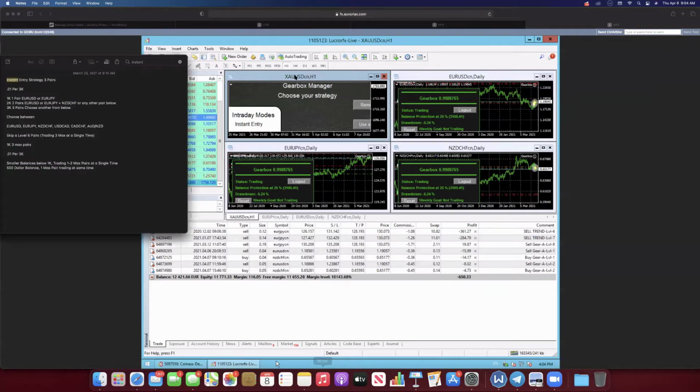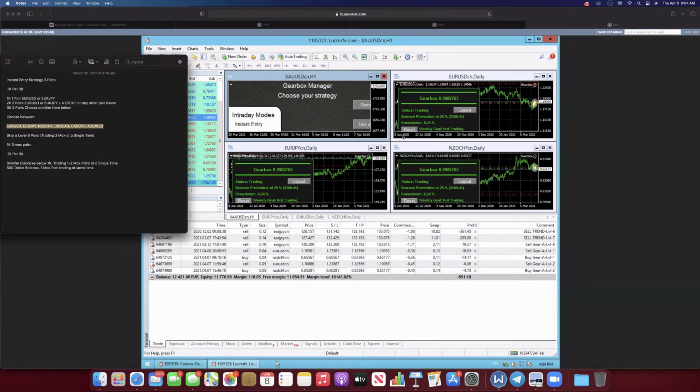So let's talk about the strategies and what's going on here. Here are the 2 different strategies. You have your instant entry and your skip a level. And then these are the 6 pairs. Now, if you're using instant entry, you're going to choose 3 pairs and only run 3. If you're using skip a level, you can run 6, but you're only allowing 3 max to trade at a single time.